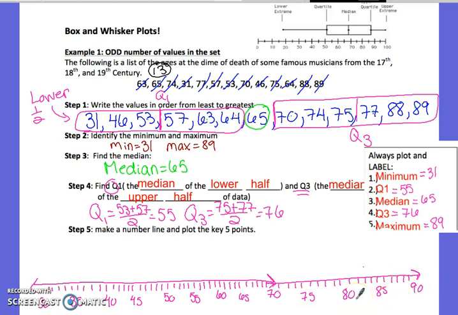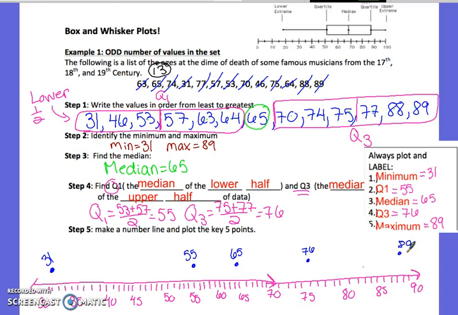So my box and whisker plot, I need to put a dot. All of them go above. So my minimum's 31, and I want to see the number 31 above it. Then my Q1 is 55, so 55, and I want to see 55 above it. Then my median was 65, a little dot above, and 65. Q3 was 76, I wrote it above, 76. And my maximum was 89.